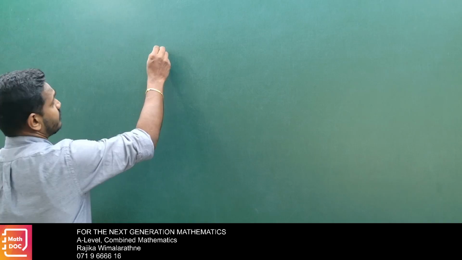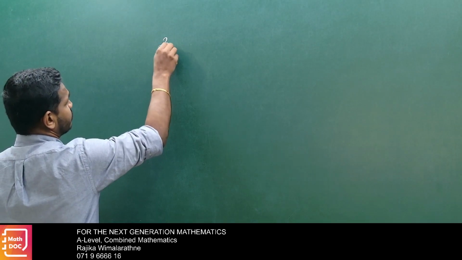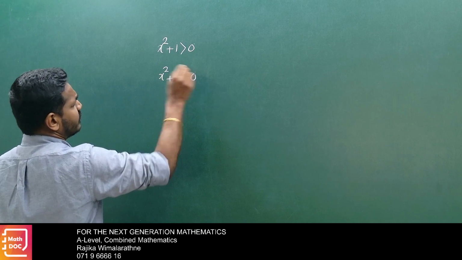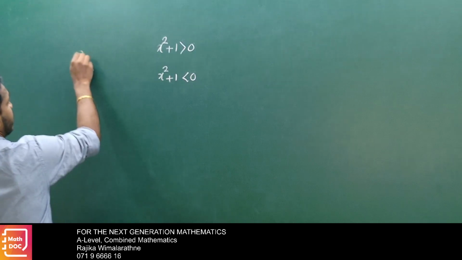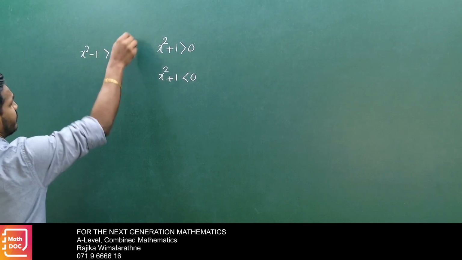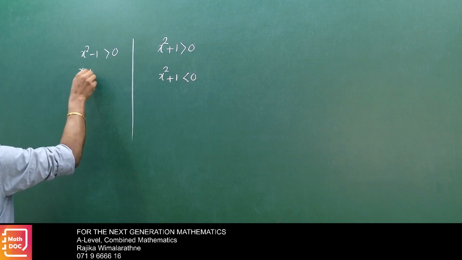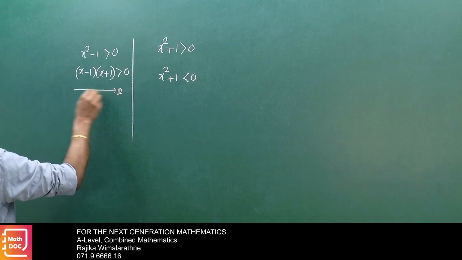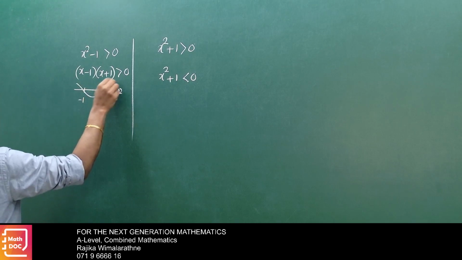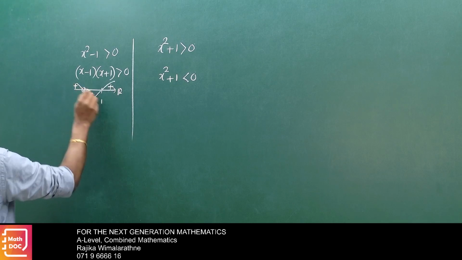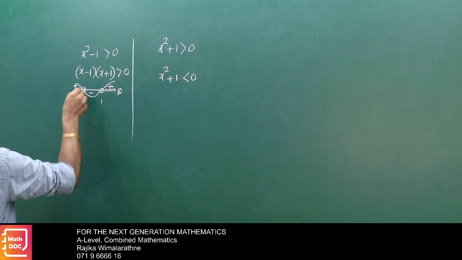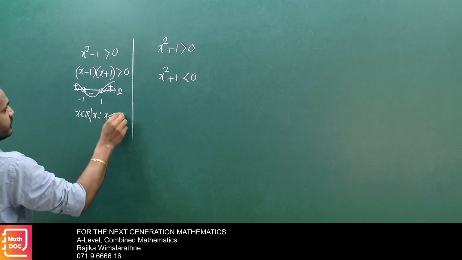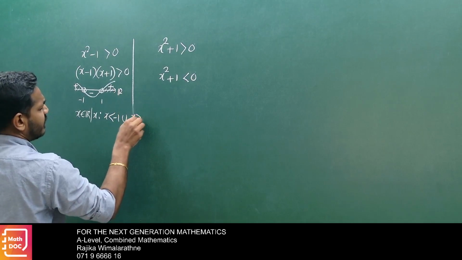check this one. x square plus 1 greater than 0. x square plus 1 less than 0. Then x squared minus 1 greater than 0. So here we have the factors x minus 1, x plus 1. Then the corresponding inequality range is minus 1 to plus 1. Here plus, minus, plus, no? Then the positive region is here and here, no? x element of real set such that x less than minus 1 union x greater than 1.